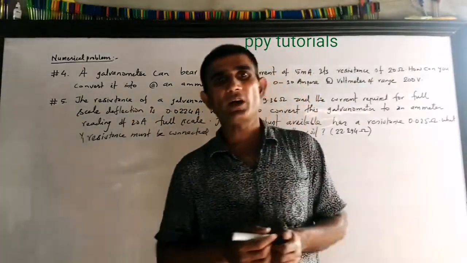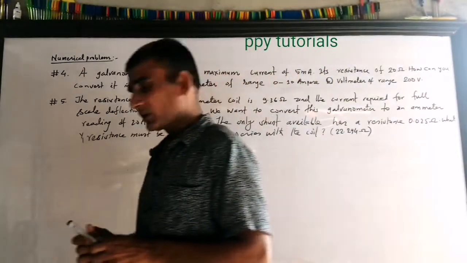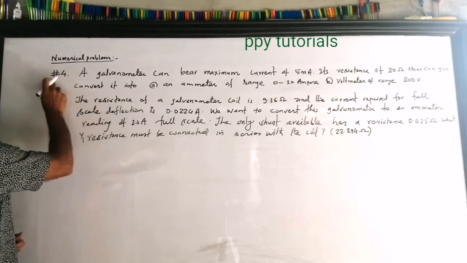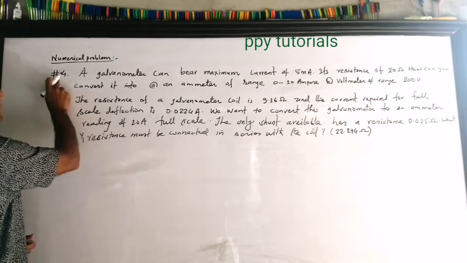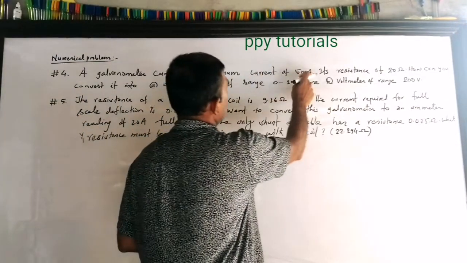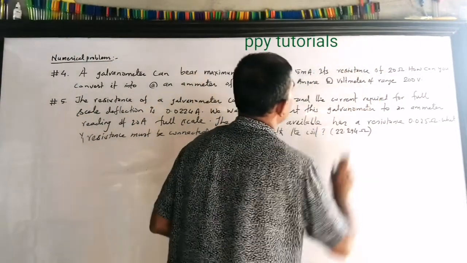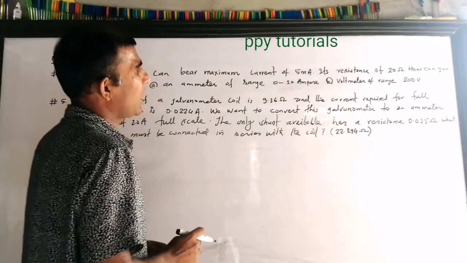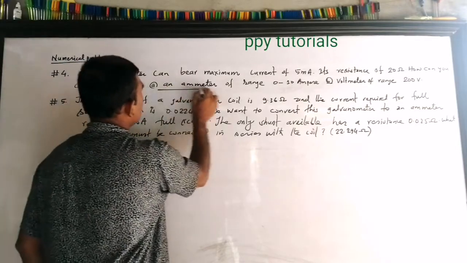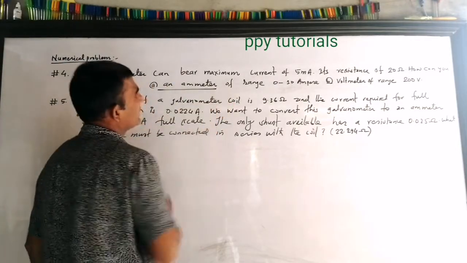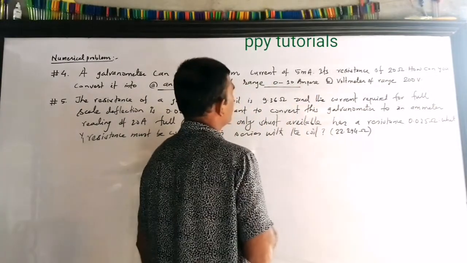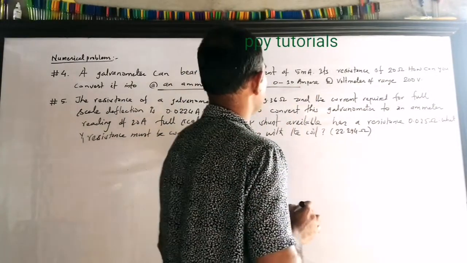For you, I have already copied the question here, and you can see that question. I'll read now what the question is. That's not the first, it's the fourth question, because the third we have already done. A galvanometer can bear a maximum current of 5 milliampere. Its resistance is 20 ohm. How can you convert it into an ammeter? In the first part, we have to convert this into an ammeter, and the ammeter should have the range 0 to 10 ampere, meaning the maximum current we want to measure is 10 ampere.